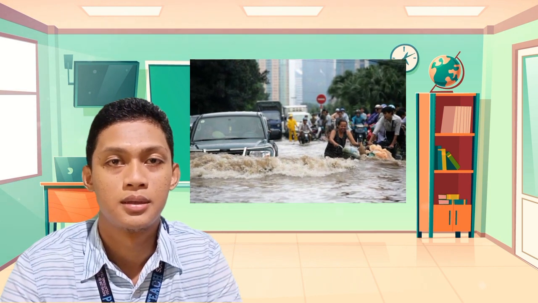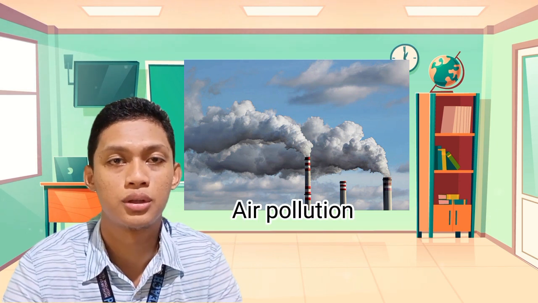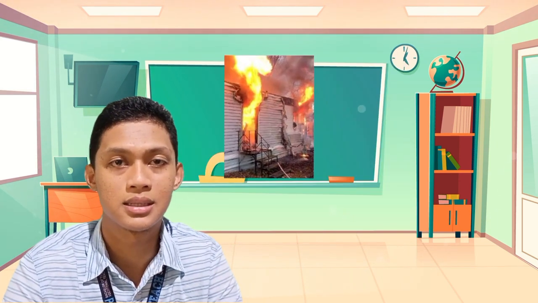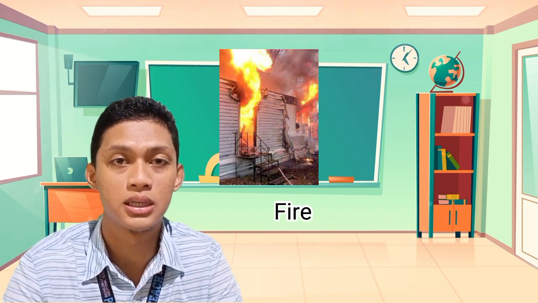Number 2. Number 2 class is flood. Number 3. Okay, very good. Number 3 is air pollution. Number 4. And the last is okay, very good. Number 4 is fire. Okay class, let's move on to the environmental hazard.